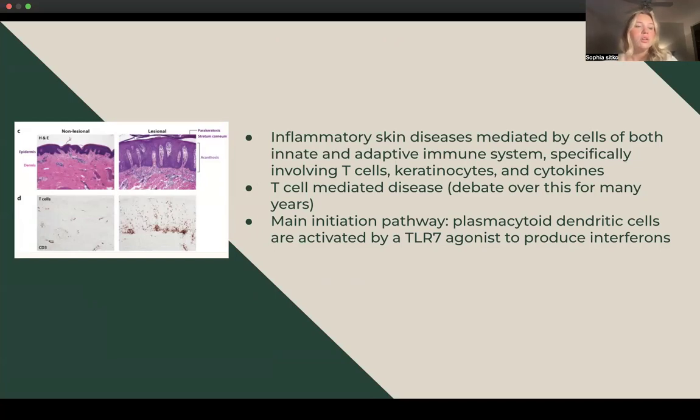And then I have a picture with a cross section of non-lesional, so like healthy skin, and then a picture of skin with psoriasis, the epidermis and the dermis, and then below you can see the number of T cells in non-lesional versus lesional skin.